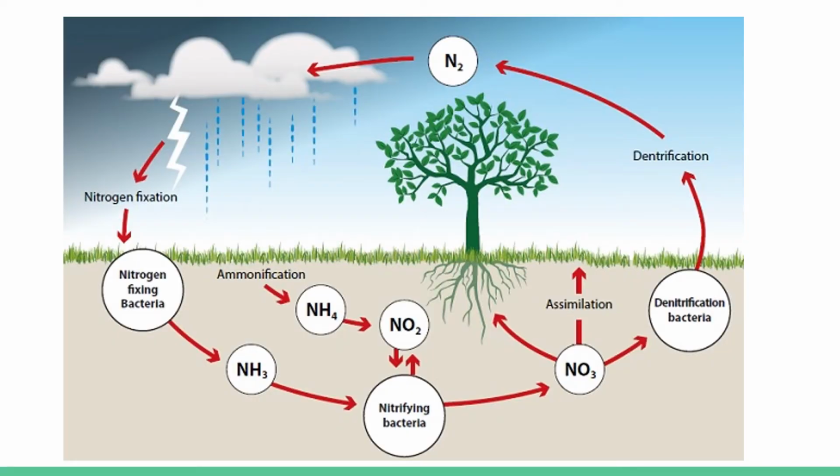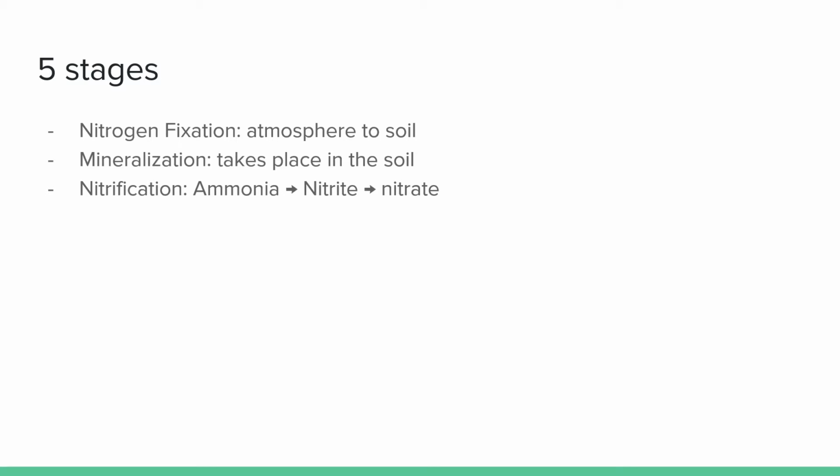This is a diagram of the nitrogen cycle and how it moves throughout the earth. Hopefully the next time you see this, you'll understand it a little bit better. The first stage out of the 5 stages of the nitrogen cycle would be nitrogen fixation. This is where nitrogen from the atmosphere goes to the soil.